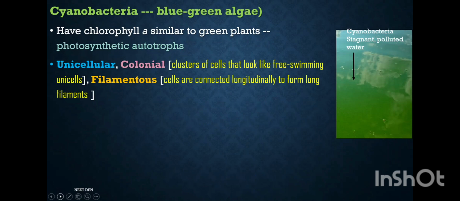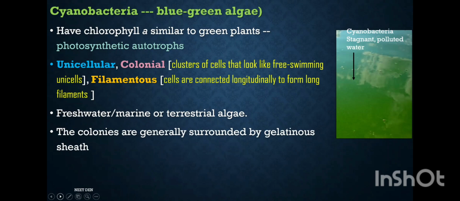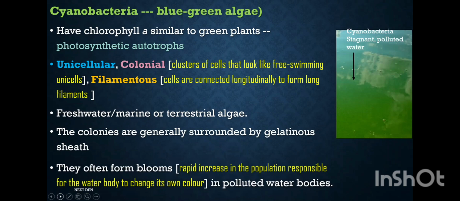They are unicellular, they may be present singularly, or they may form colonies. The unicellular bacteria may come together to form colonies or clusters, or they may attach to each other to produce hair-like filamentous structures. They may be present in fresh water, they may be present in marine or seawater, or they may even be terrestrial. They may be present on the land. The colonies are generally surrounded by a gelatinous sheath around them.